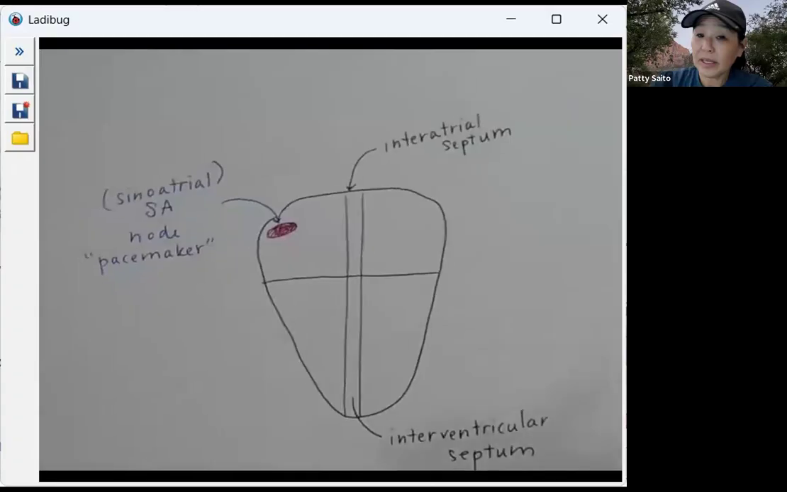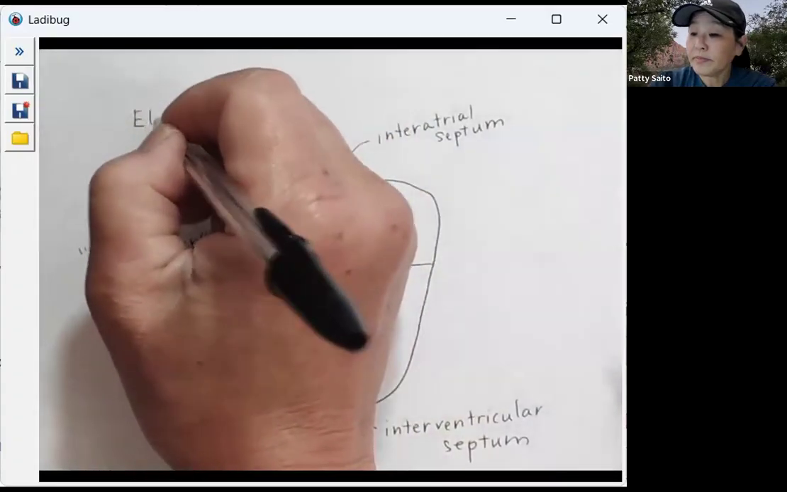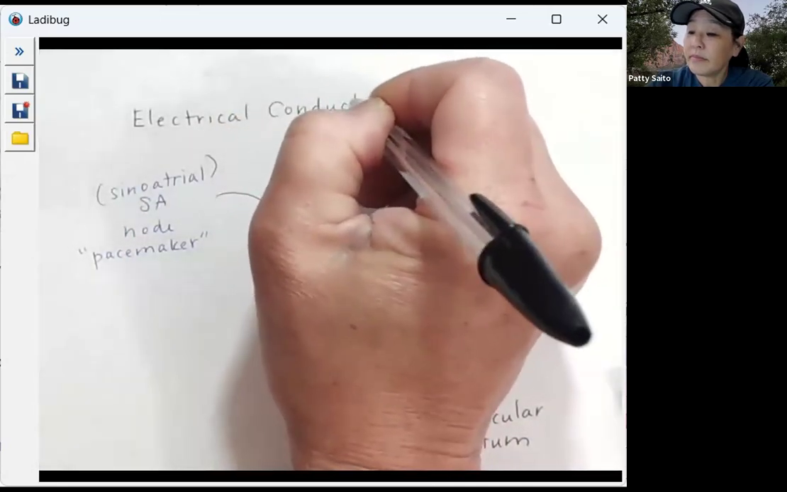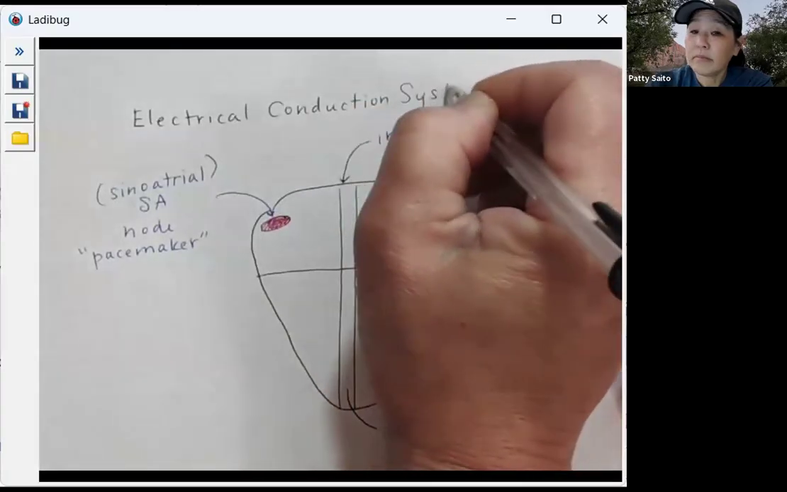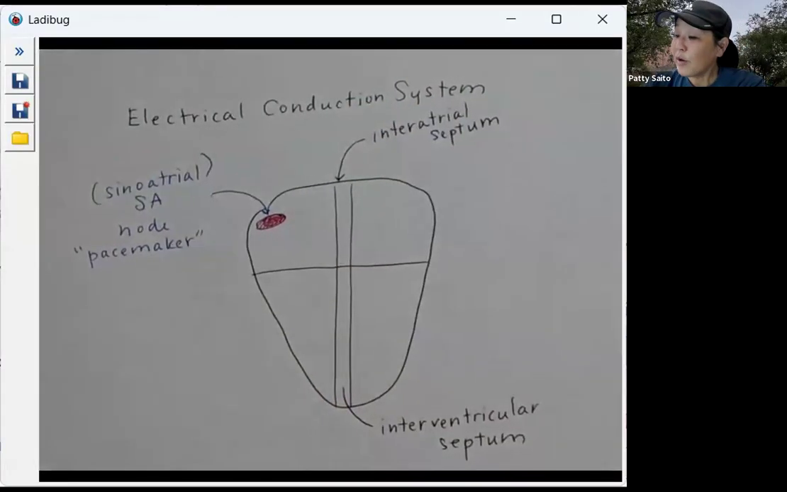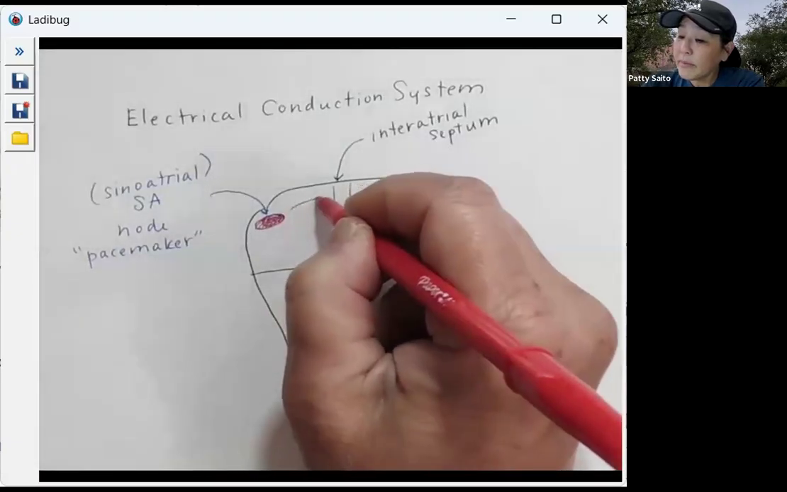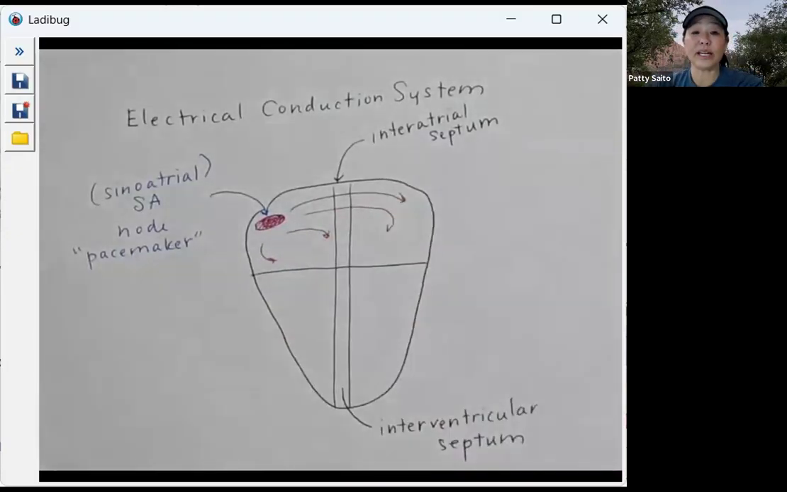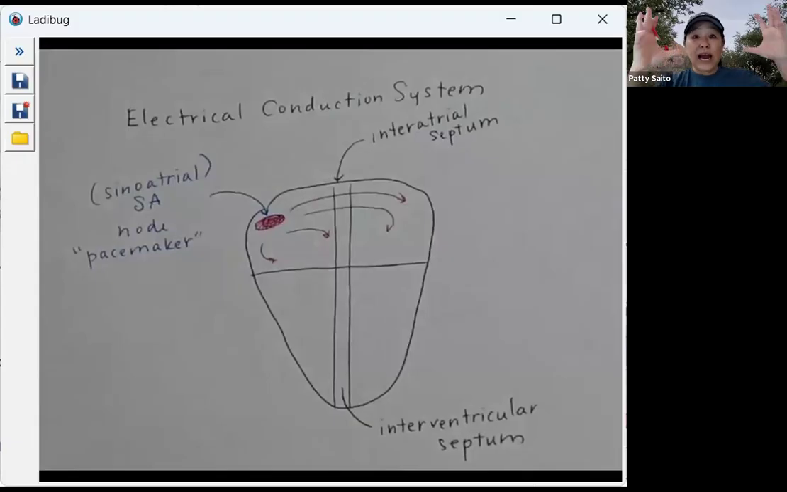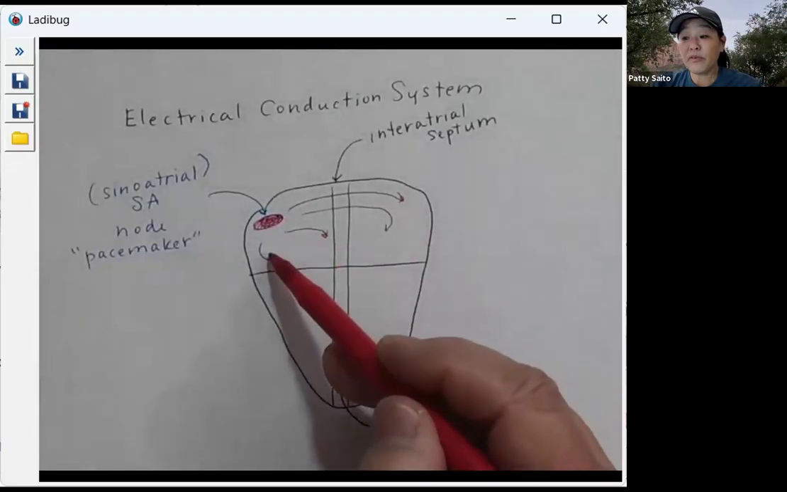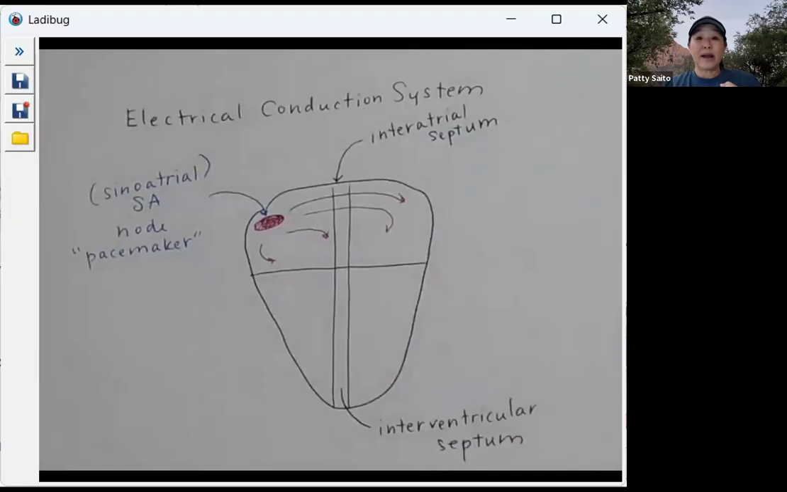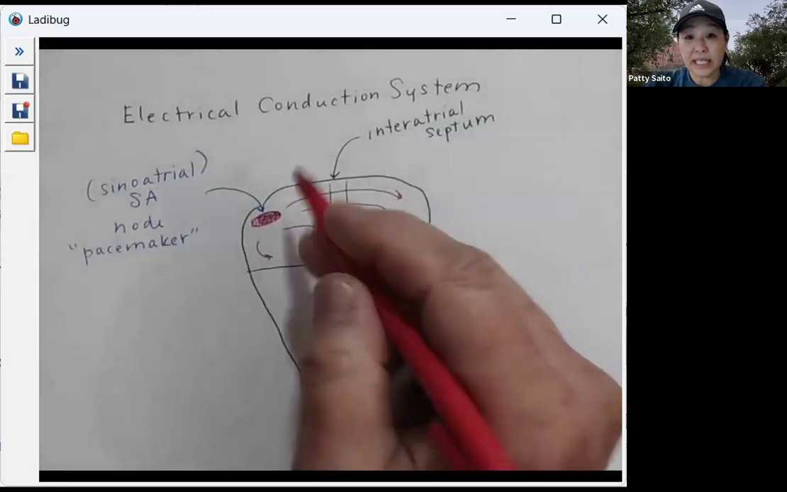So I'm going to write up here, this is the electrical conduction system. Okay, so from here, the electrical impulse is going to actually travel across all the atria and cause the atria to contract. So the atria contract together. Now, what's to prevent the electrical impulse from going to the ventricles and having the ventricles contract at the same time? Well, they are separated electrically because of these pathways.